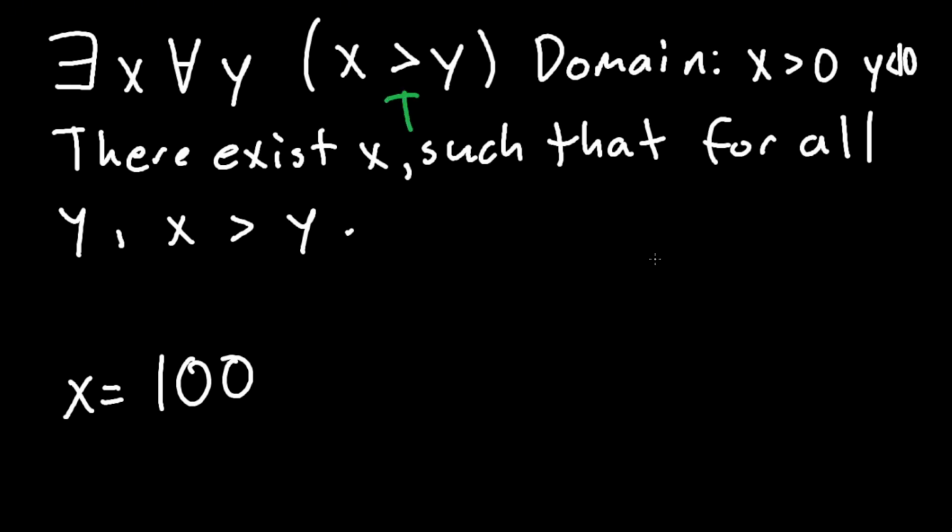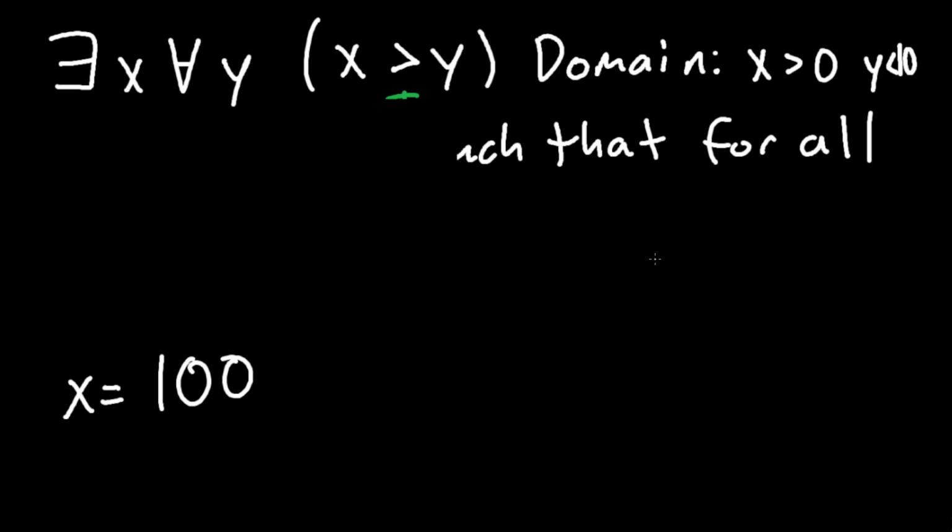In the case of the previous domain, for all real numbers, there's not a single instance of a number that we can pick for x where y is always less than x. So hopefully you get that.